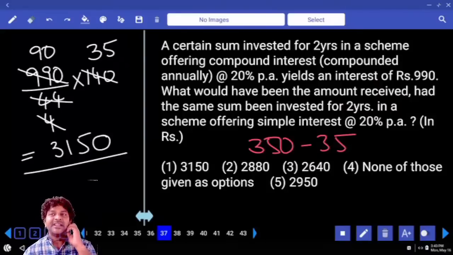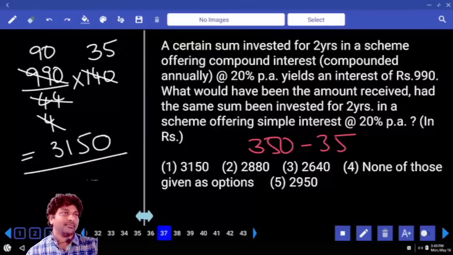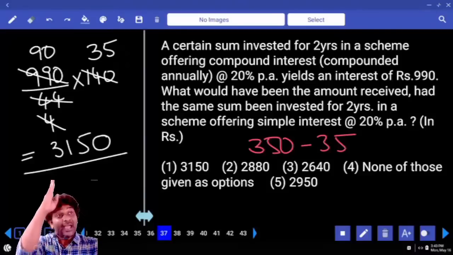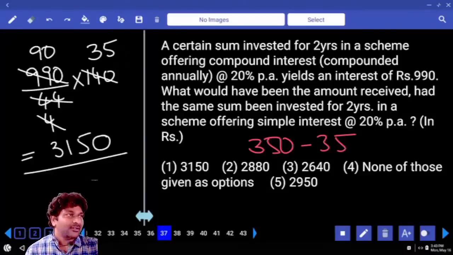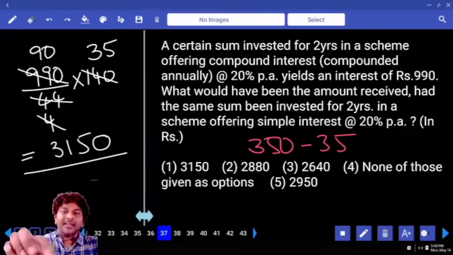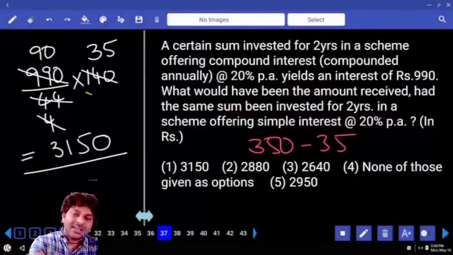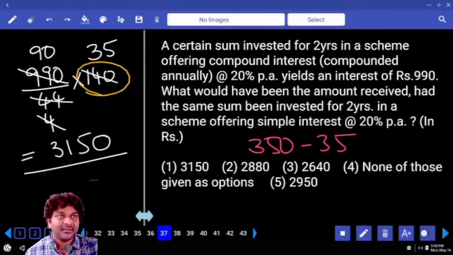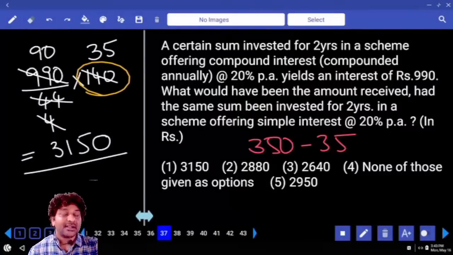4 తో డివైడ్ చేయాలంటే ఏం చేస్తాం? 4 తో డివైడ్ చేయాలంటే హాఫ్ అండ్ హాఫ్. సో హియర్ వీ హ్యావ్ 140. వాట్ ఈజ్ హాఫ్? అగైన్ హాఫ్. That's how you can increase your speed.